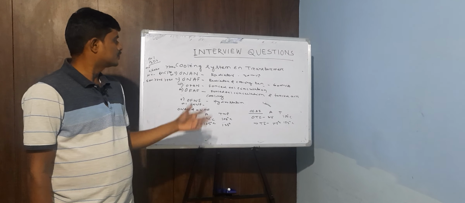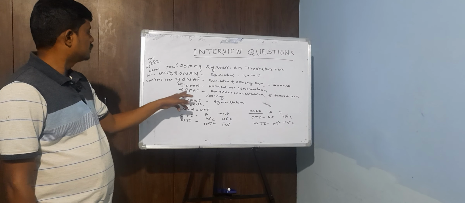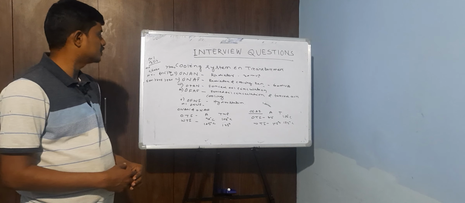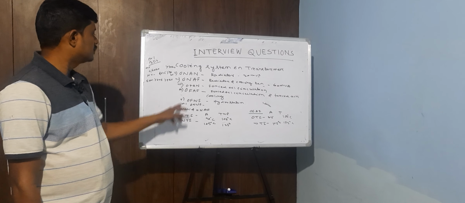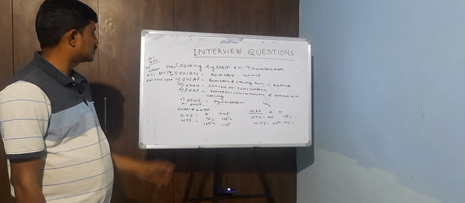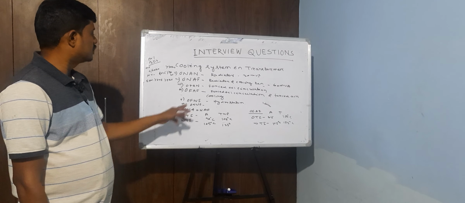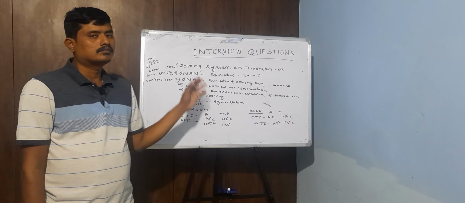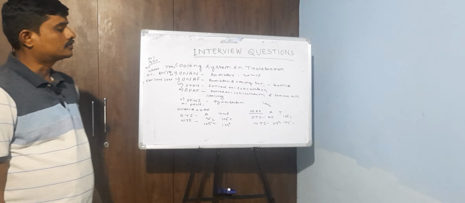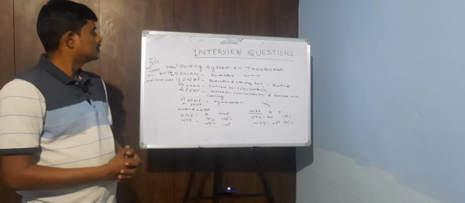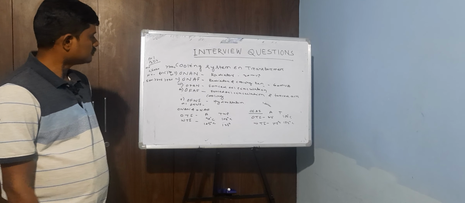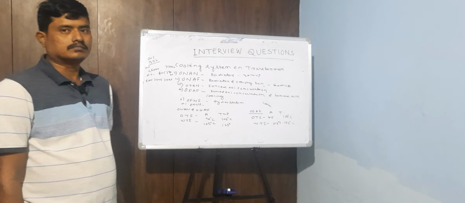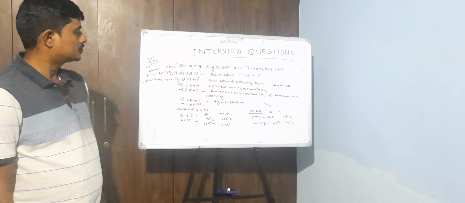OFAN, forced oil circulation type. OFAF, oil forced air forced, forced oil circulation type and forced air cooling type. OFWF, oil forced water forced. Then ONWF, oil natural water forced. Also one thing, the air natural type cooling system is also used. So these are the basic cooling systems used in a transformer.